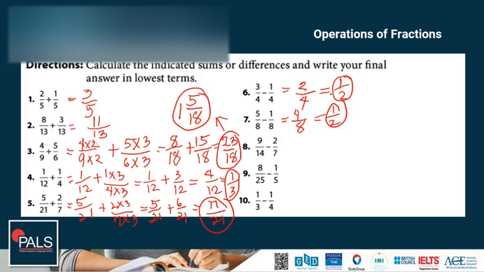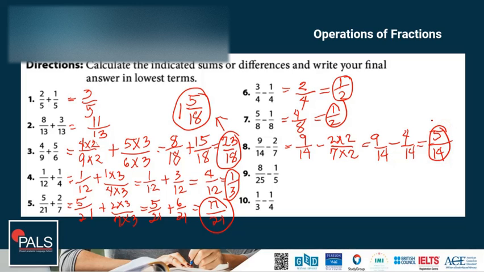Number 8, the denominators are different. However, 14 can be divided by 7. So let's use 14 as the common denominator. So we have 14 here, 9 minus 2 times 2, because 7 times 2 is 14. Okay. So the answer is 9 over 14 minus 4 over 14. Since the denominators are the same already, 9 minus 4 is 5, then copy the common denominator, 14. Okay, so that's the answer.